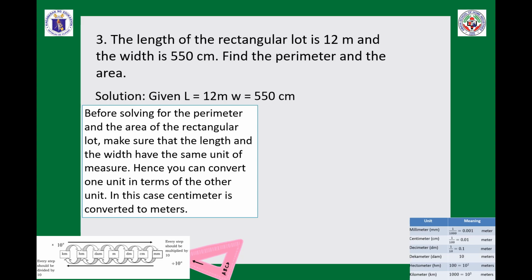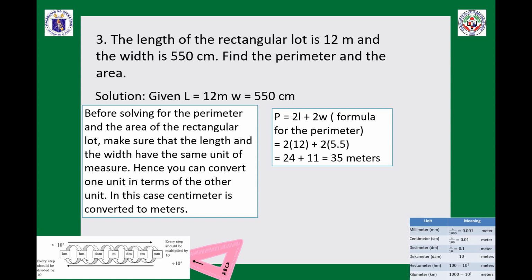In this case, centimeters converted to meters. So if we have here 550 centimeters, we can divide it by the power of 10 because this is smaller unit to bigger unit. So that is 550 divided by 10 raised to 2, or divided by 100, that is 5.5 meters. So for us to get the perimeter, this is the formula.